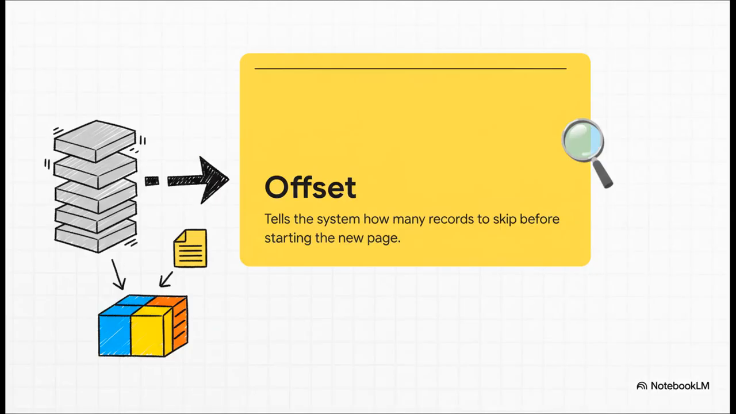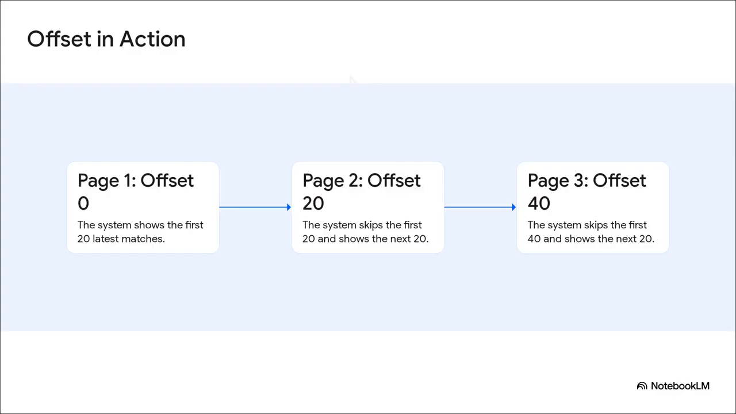The second term is offset. This just tells the system where to start grabbing the next chunk. So for each new page, you just tell the system to skip the items you've already seen.